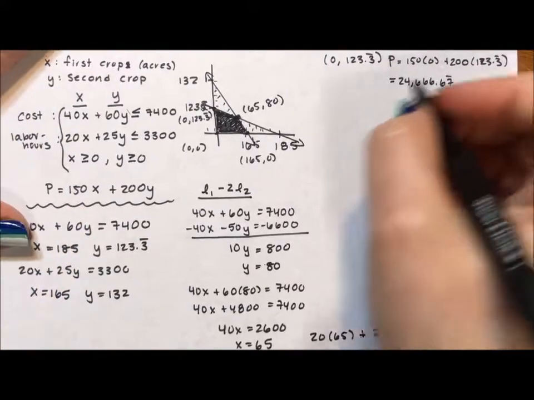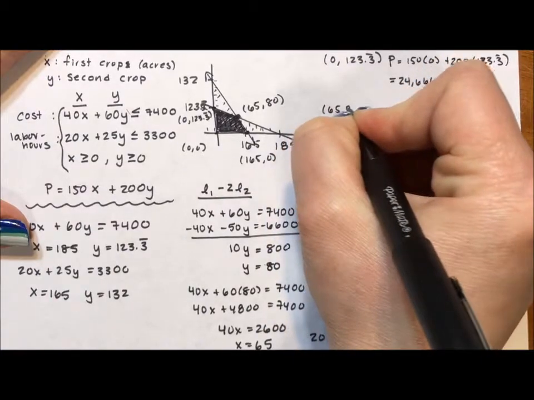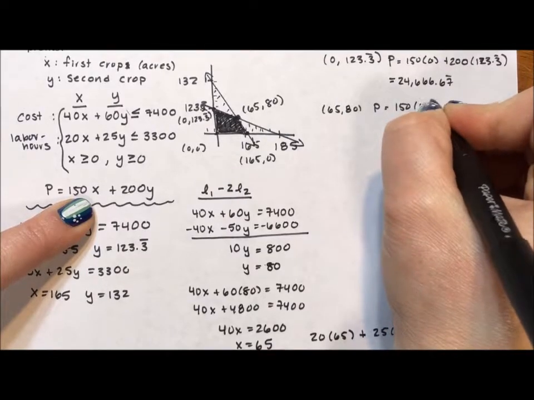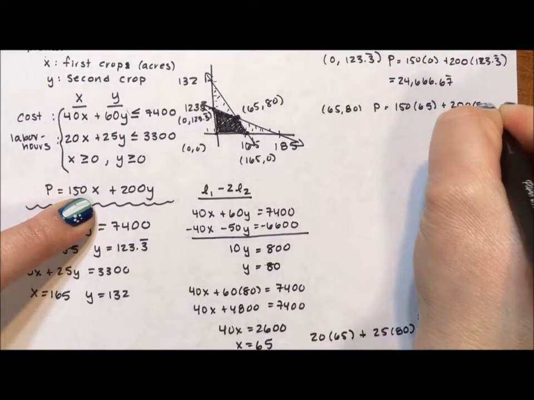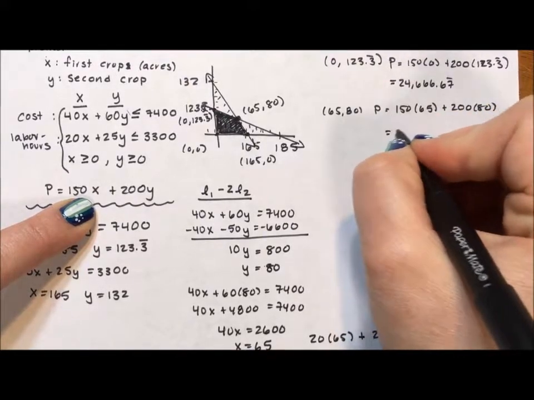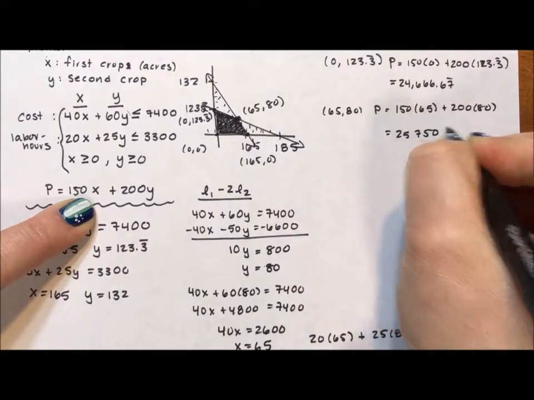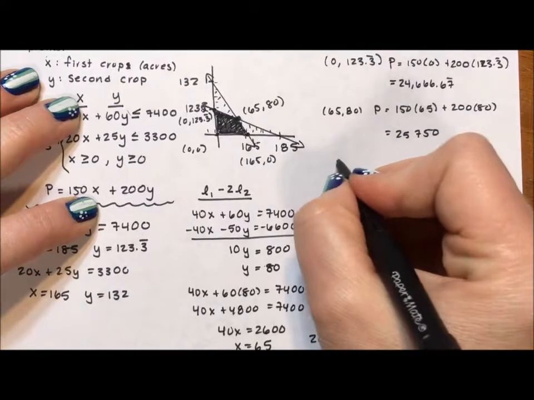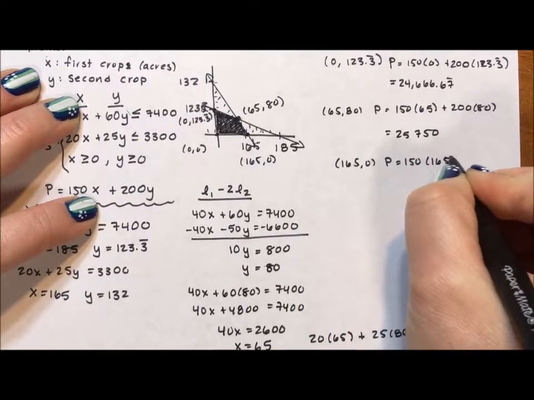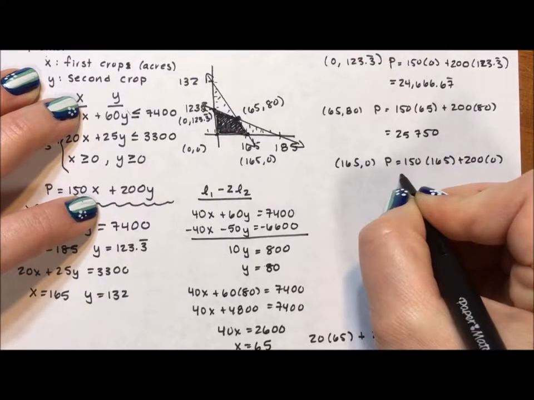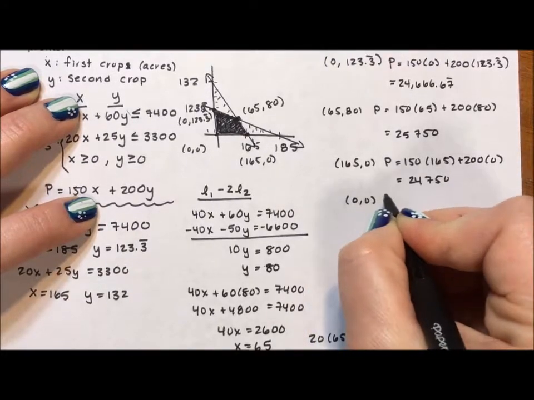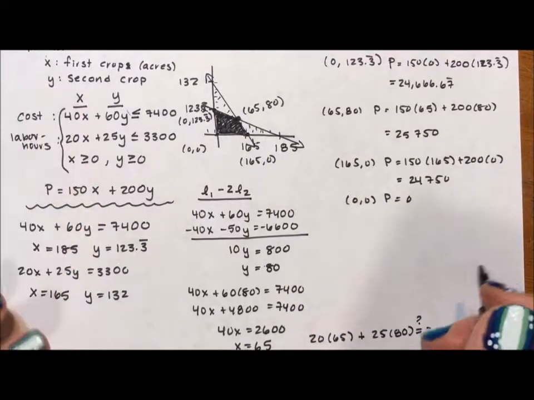$24,666.67. All right, now if I do 65 and 80, it's going to be $150 times 65 acres plus 200 times 80 acres, which is going to come out to a total of $25,750. And then when I test my next one, 165 and 0, my profit is 150 times 165 plus 200 times 0, which is going to be 24,750. And believe it or not, I always test my origin just so I've fully tested all of my points.